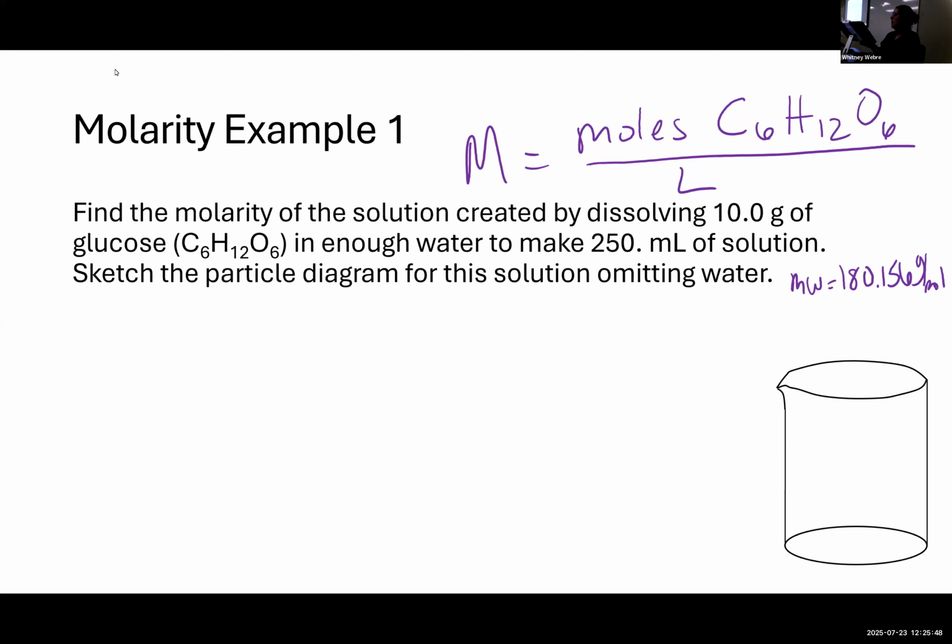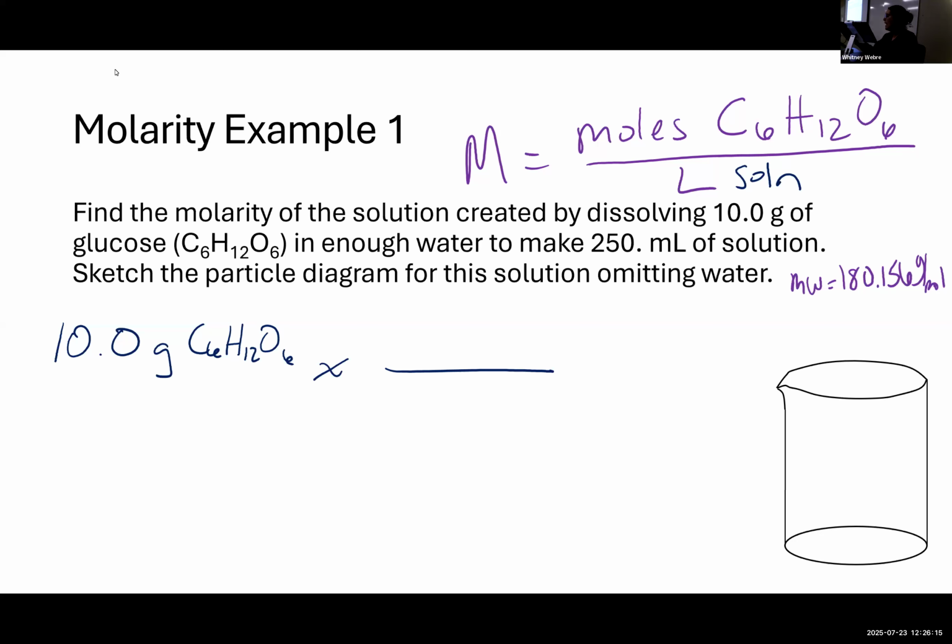Yeah. Step one with this problem is if I know I need to have moles of something, I need to go from grams to moles. So that's just dimensional analysis. We've already done that before. So you'd start setting up what you're given, my 10 grams of C6H12O6. You can also write this out as glucose. And I want to cancel out those grams and be left with moles.